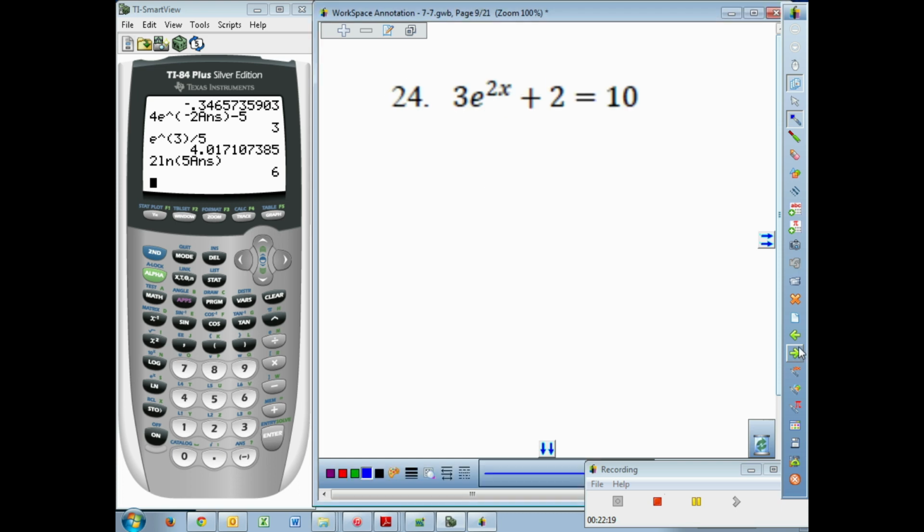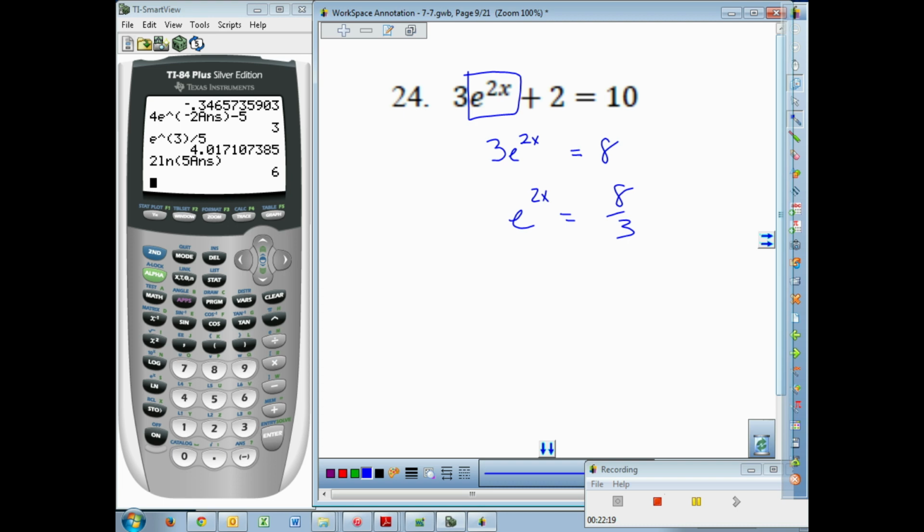Next. Is this logarithmic or exponential? Exponential. Isolate this. Isolate that before you do anything. E to the 2x equals 8/3. Yeah, it's a fraction. Who cares? E to the whatever is by itself.